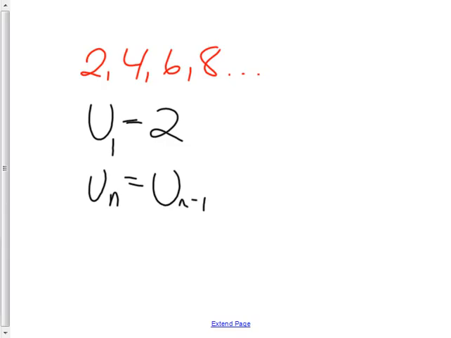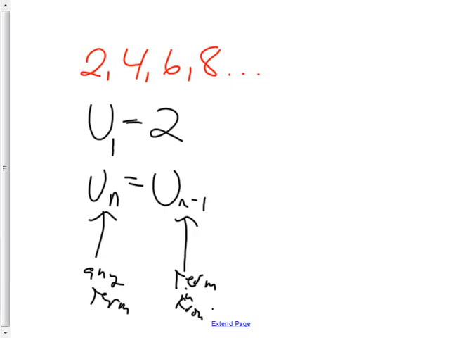Who knows what to put after u sub n? U sub n minus 1. What it's saying is, to get any term, I take the term in front of it. Remember how I was saying that u sub n minus 1 would be the term right in front of u sub n? So to get any term, you take the term in front of it, and then what do we do to it? Yeah, you add 2 each time. So, plus 2.